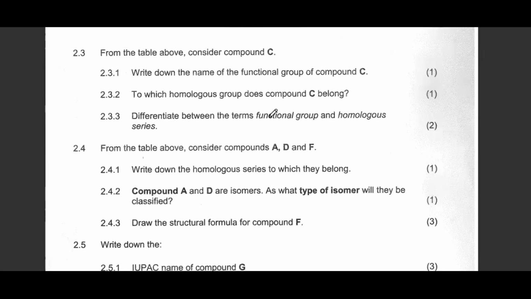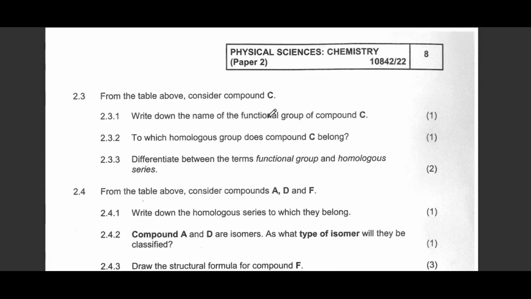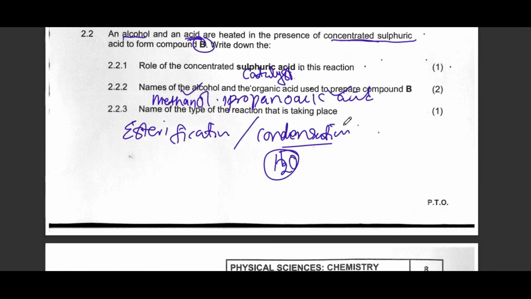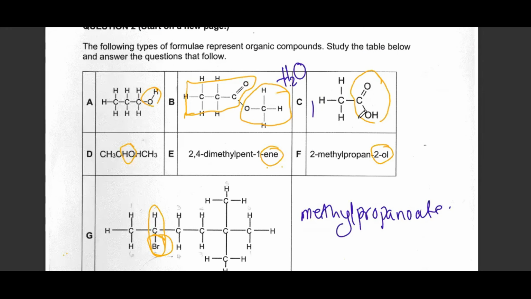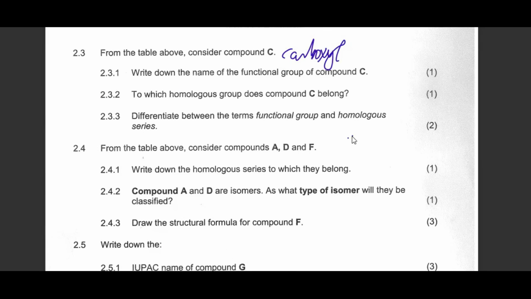Then they are saying that from the table above, consider compound C. Write down the name of the functional group of C. So let's go back and find out which one is C. C is a carboxylic acid as the homologous series, as this is an ester as the homologous series. So these are functional isomers. Therefore, these are what we call carboxyl groups. Yes, so it's a carboxyl group.